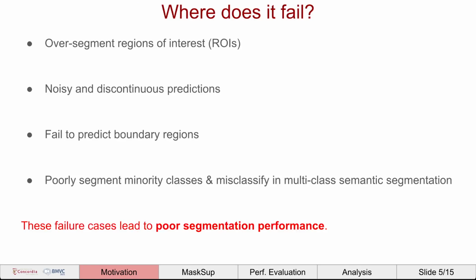While self-attention is of vital importance in semantic segmentation, as it enables modeling of long-range context, which translates into improved performance, most of the self-attentive methods for semantic segmentation tend to over-segment ROIs, output noisy and discontinuous predictions, fail to accurately predict the boundary regions, and poorly segment minority classes. Moreover, they tend to yield misclassification in multi-class image segmentation due in part to the imbalance that exists between the semantic classes and the large number of semantic classes.